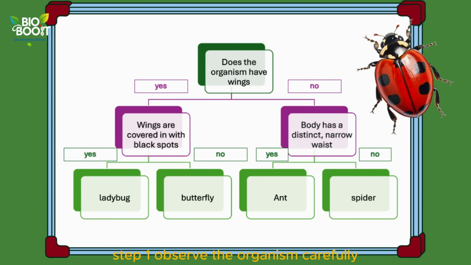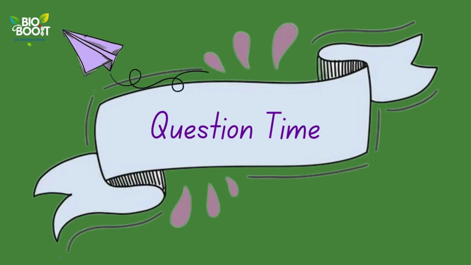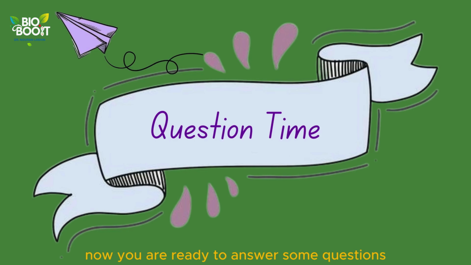Let's use the key to identify this organism. Step 1. Observe the organism carefully. Does it have wings? Correct. It does have wings. Now, at step 2, we examine the wings. Are they covered with black spots? Yes, they are. The key identifies this organism as a ladybug. We have successfully classified it using observable evidence. Now you are ready to answer some questions.